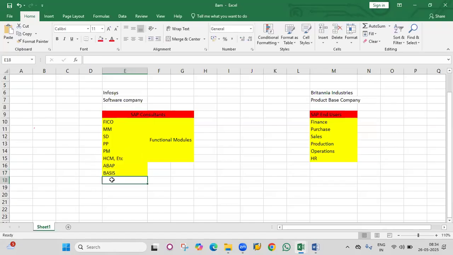And one more, security. He is also a technical consultant. He will take care of access. Suppose I am working for FICO and my friend is working for another module. A FICO consultant cannot do those activities, and the other consultant cannot do FICO activities. Those restrictions will be done by the security team. Not only consultants, even at end user level also, this fellow will take care of those restrictions. So he is called a technical consultant.